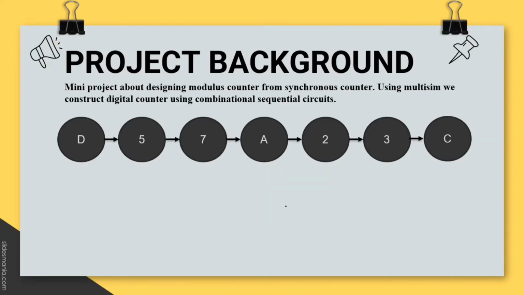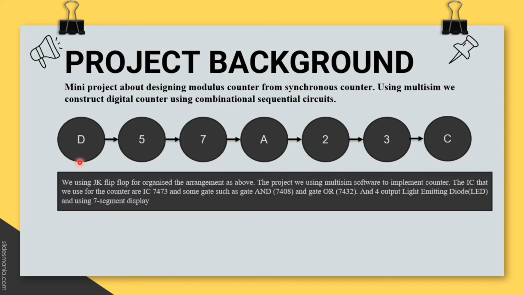Introduction to the project. The project background: our mini project will display this output. Start with D and end with C. In between them are 5, 7, A, 2 and 3. Then we go back to D. We are using JK flip-flops to organize the arrangement as above.